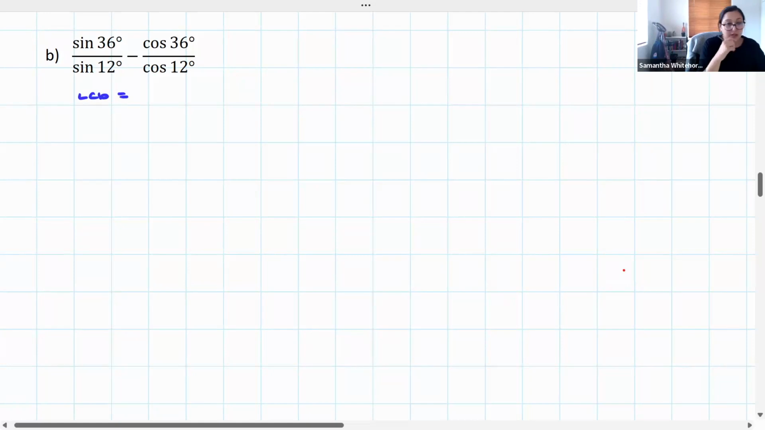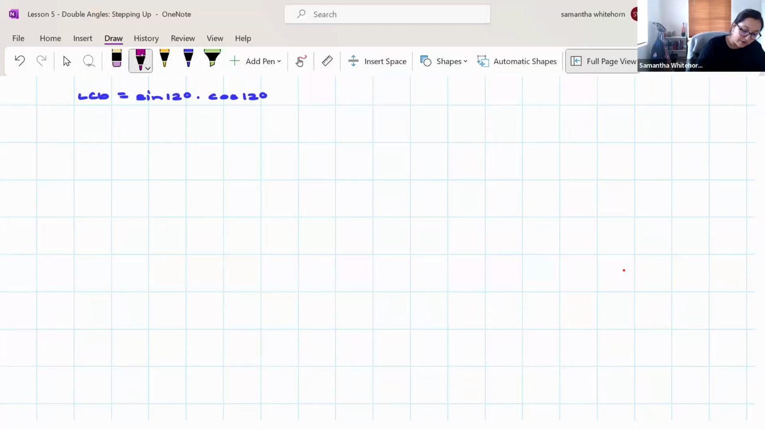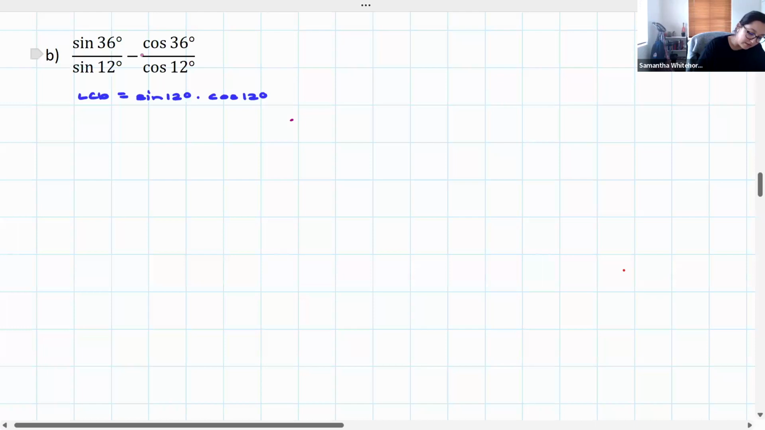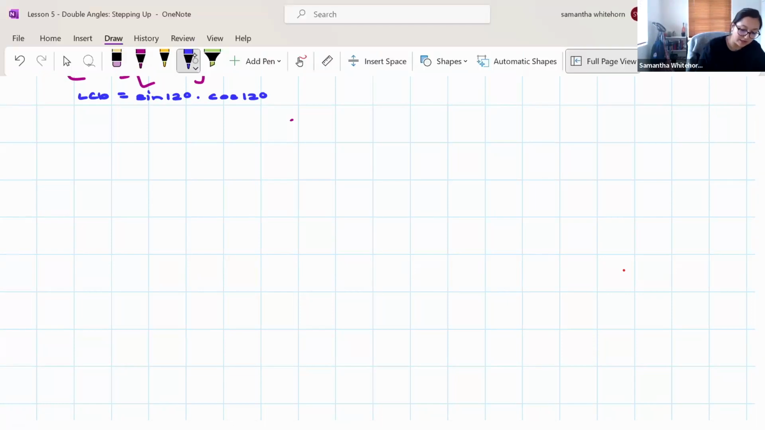Remember your LCD and go back to your algebra. When you've got different denominators, you take each unique denominator and that forms your LCD. So my LCD here is going to be sine 12 times cos 12. My first fraction is missing a cos 12, so I'm going to multiply it by cos 12. Remember, what you multiply the denominator by, you multiply the numerator by. The second fraction is missing a sine 12, so I'm going to multiply both numerator and denominator.